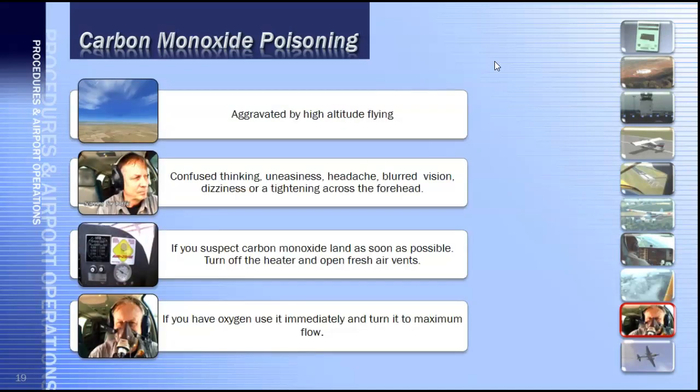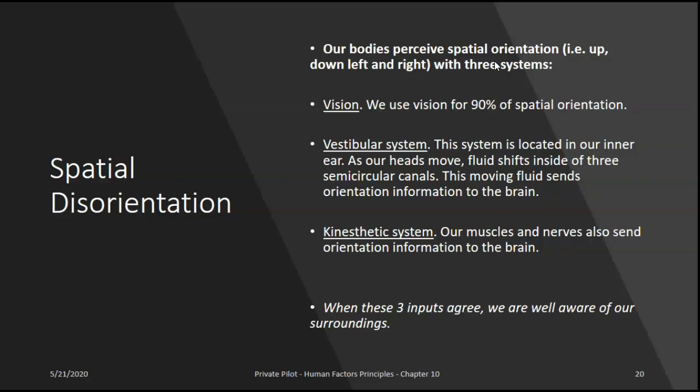Carbon monoxide poisoning can be aggravated at high altitudes, and it usually results in confused thinking, uneasiness, headache, blurred vision, dizziness, and a tightening across the forehead. If you suspect that you might have carbon monoxide poisoning, land as soon as possible. Turn off the heater and open the fresh air vents to get rid of as much carbon monoxide in the cabin as you can. If you have oxygen in the airplane, use it immediately and turn it to maximum flow.